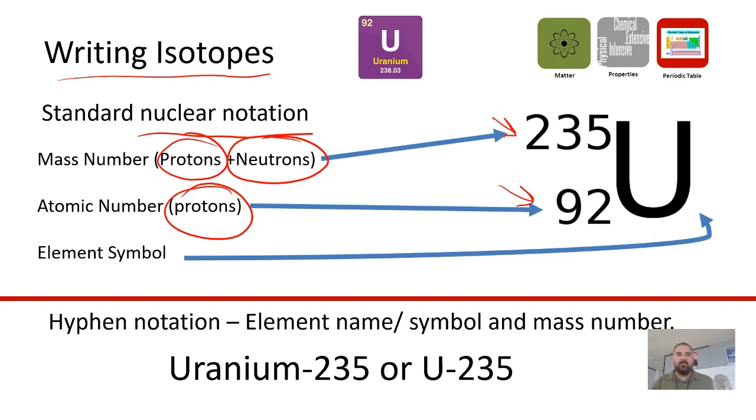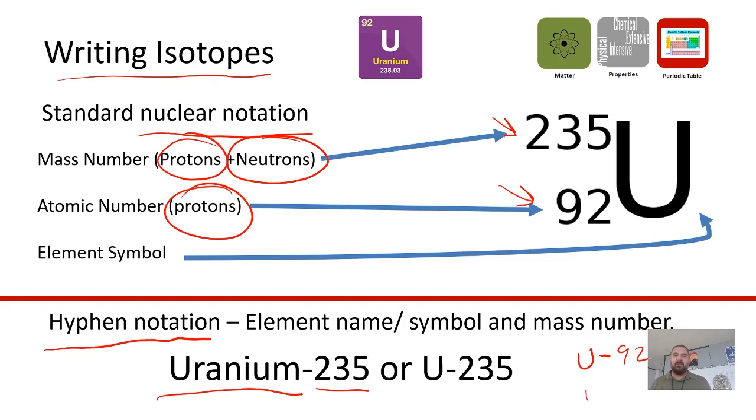All right, so next up we have hyphen notation. Hyphen notation is going to be your element name, then a hyphen, and then the mass. So why is it that I give you the mass? Am I giving you any valuable information if I say U92? Yes or no? You sure? Is U92 giving you any valuable information? But aren't you able to figure that out on your own?